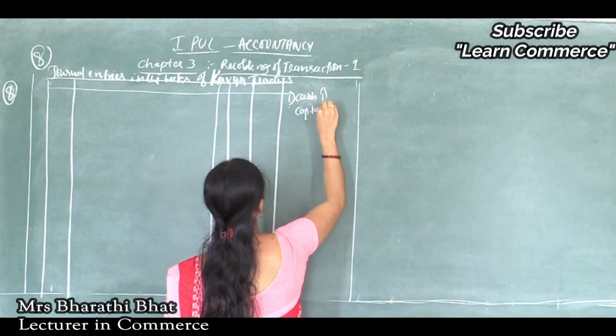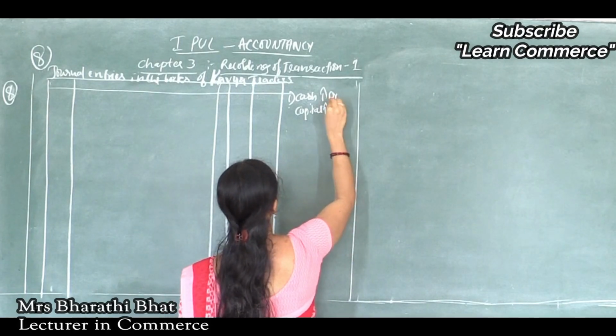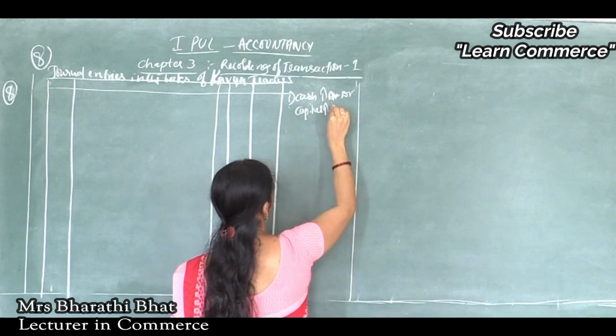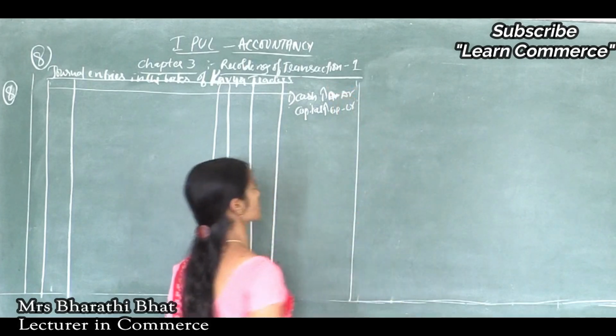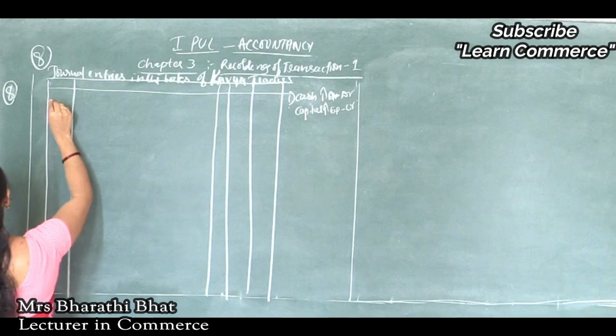So first one, cash and capital. Cash shows increased value, capital also shows increased value. Cash comes under asset, so increase in asset is to be debited. Capital comes under capital, increase in capital is to be credited. That is the rough work.